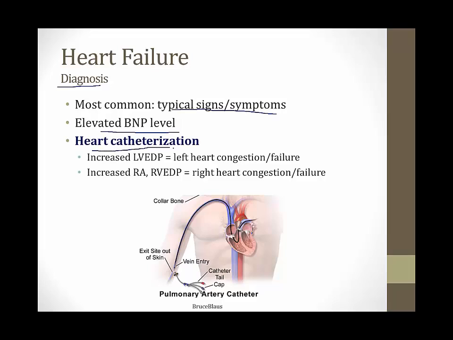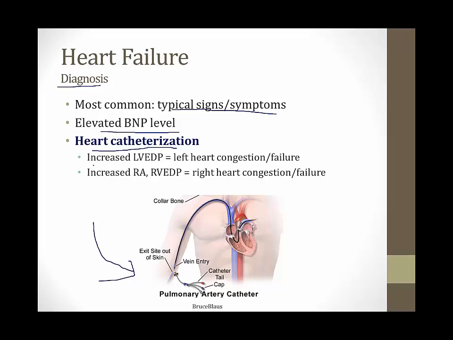And then finally, I just want to mention that the definitive way to diagnose heart failure is to perform a heart catheterization. We don't do this very often because it's invasive, but in a heart catheterization, you insert a catheter like is shown on the screen here, either into the veins and the right ventricle and the pulmonary artery or into the arterial system, and you actually measure the pressures in the chambers of the heart.